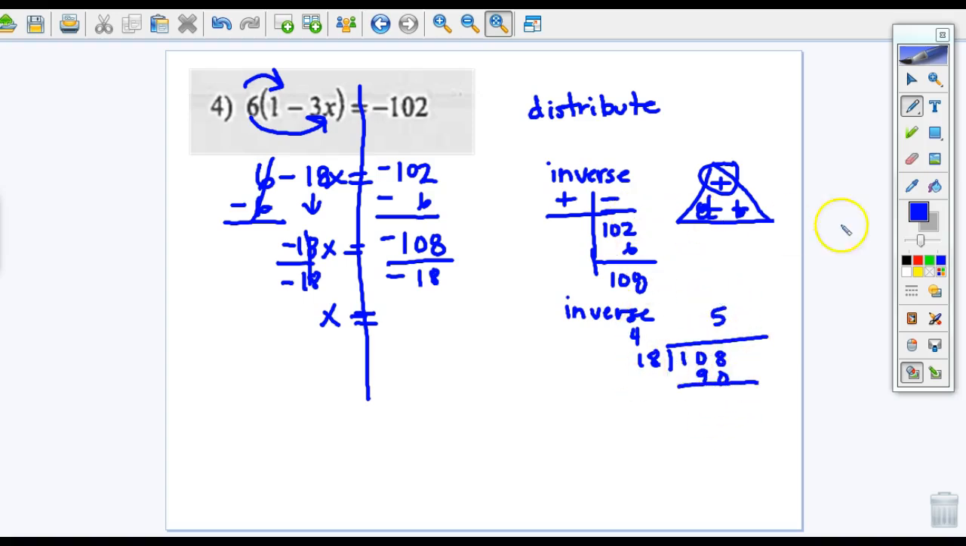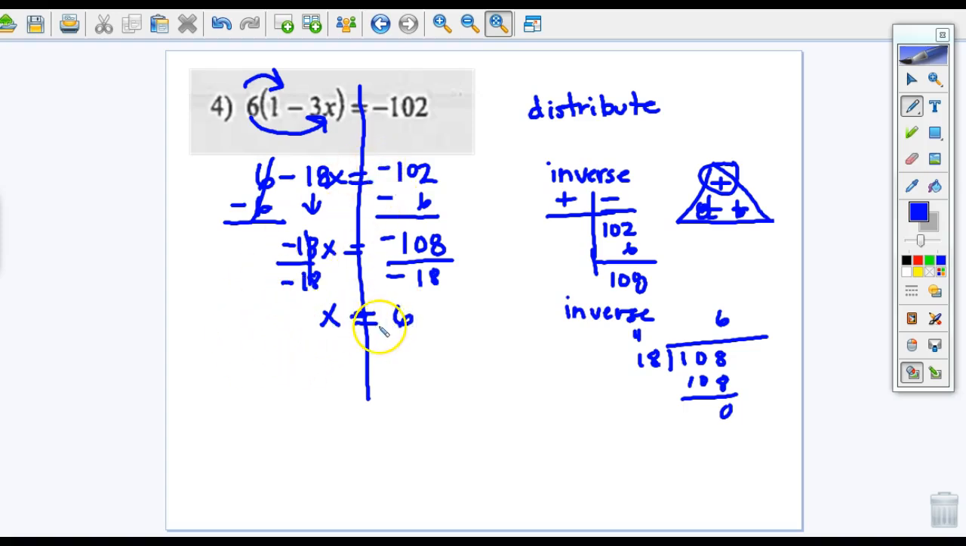So I can try that again. This time I'm going to try 6, because that looks like it might work. 6 times 8 is 48. 6 times 1 is 6, plus 4 is 10, which gives me 0. So x is equal to 6.